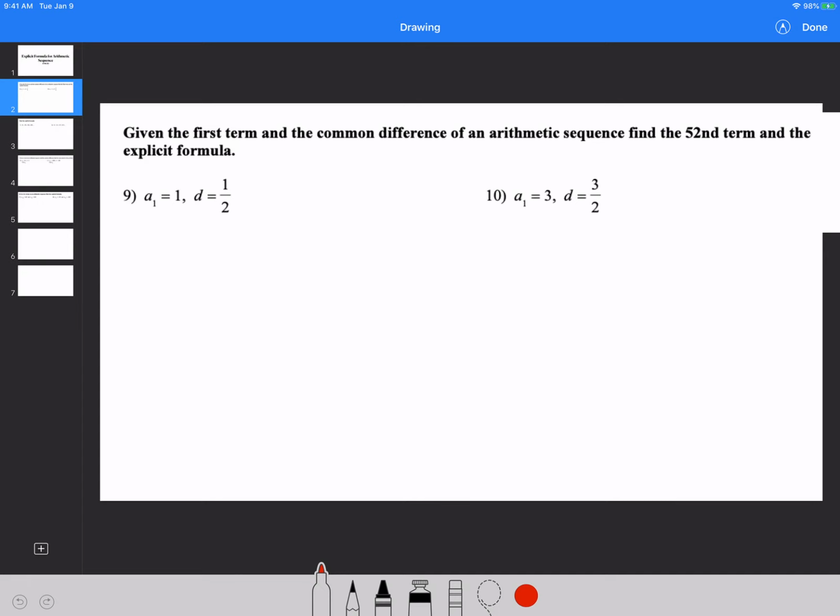First, given the first term and the common difference of the arithmetic sequence, find the 52nd term and the explicit formula. So generally for all of these questions, you guys will always be asked to solve for the explicit formula.